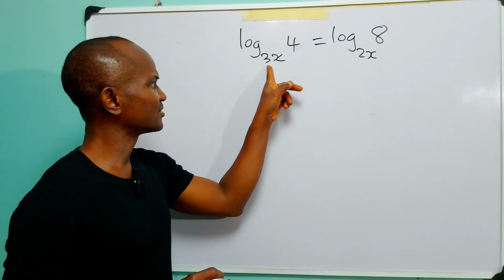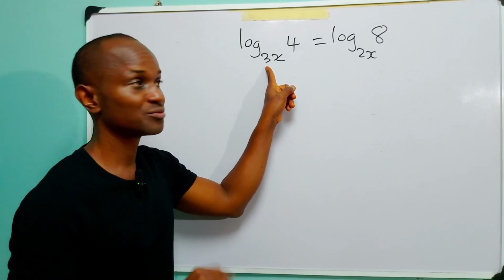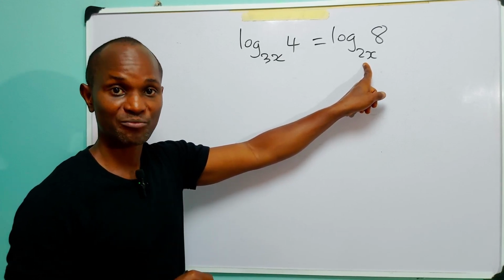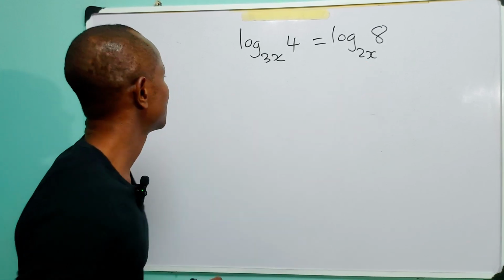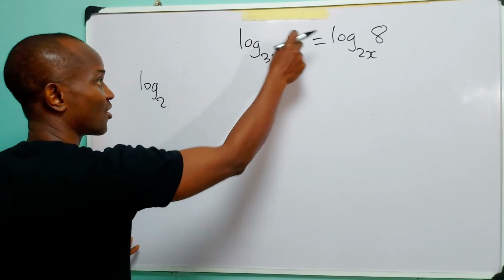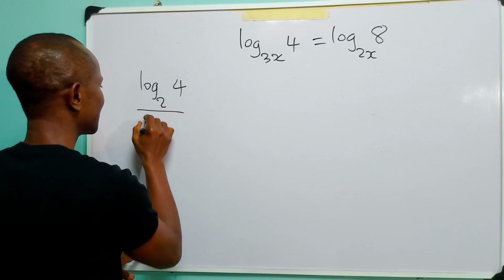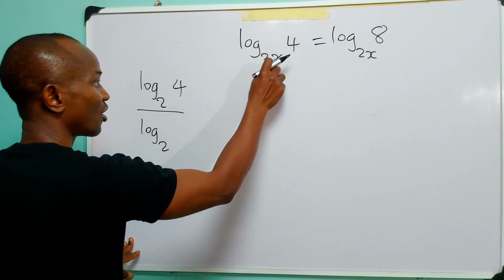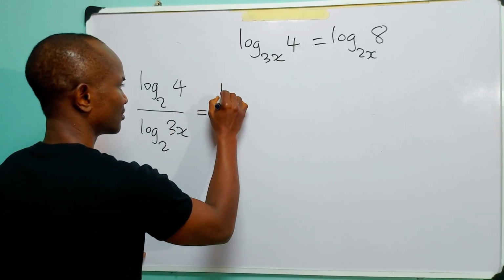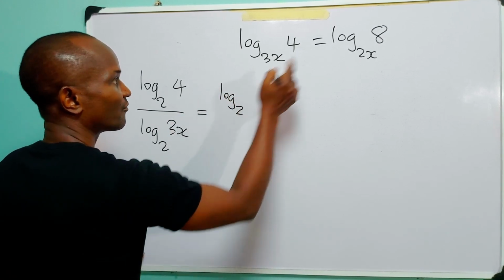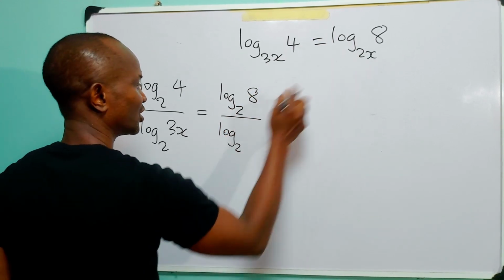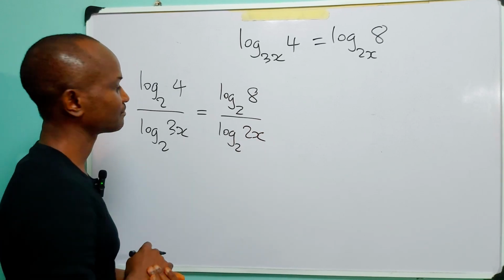So what we are going to do now is to change this from base 3x to base 2, and to change this from base 2x to base 2 using the change of base formula. And this is how we do it. We have log base 2 of the number 4, divided by log base 2 of the old base 3x. And this is equal to log base 2 of the number 8 divided by log base 2 of the old base 2x.